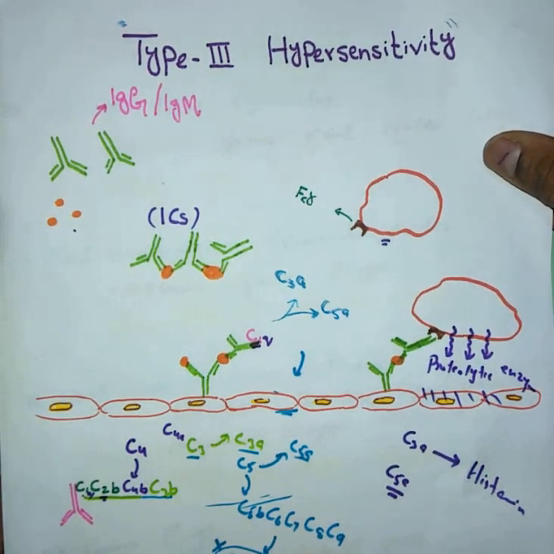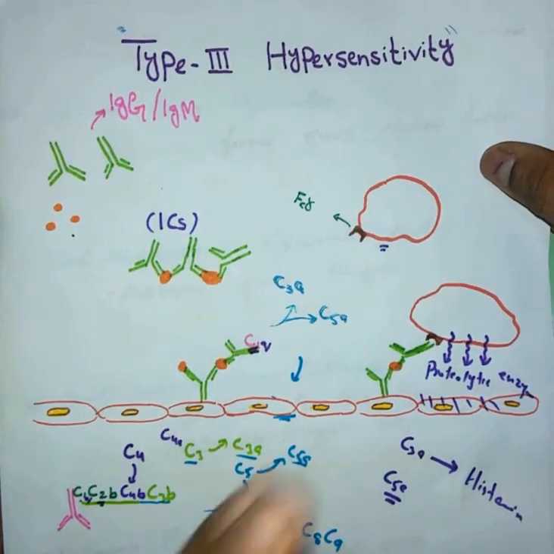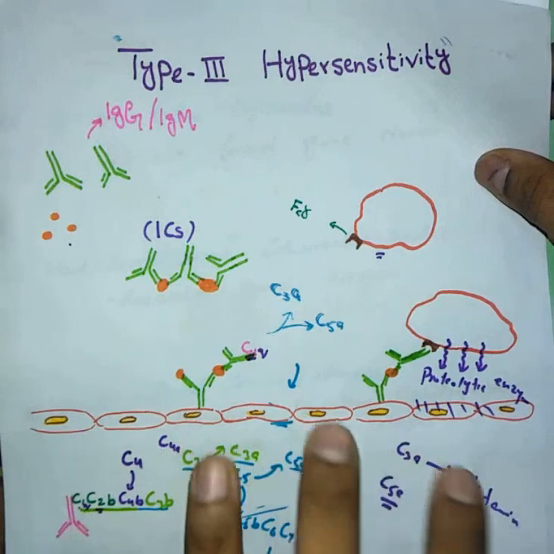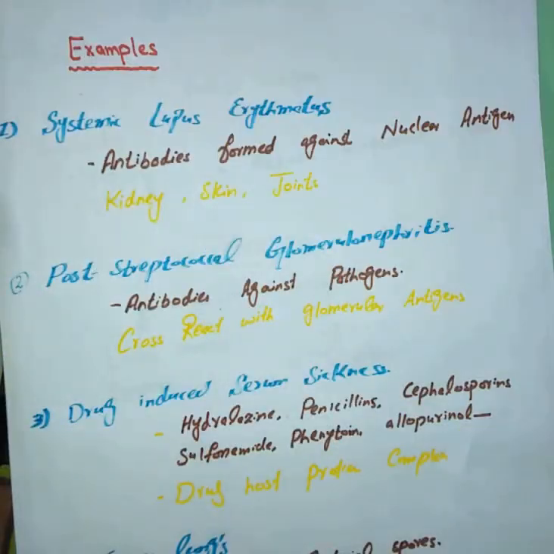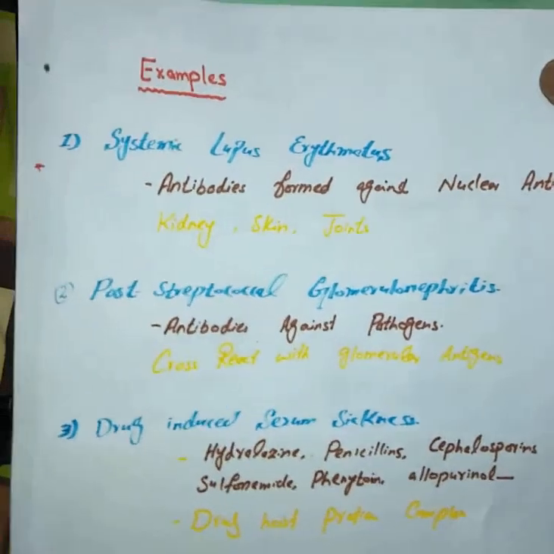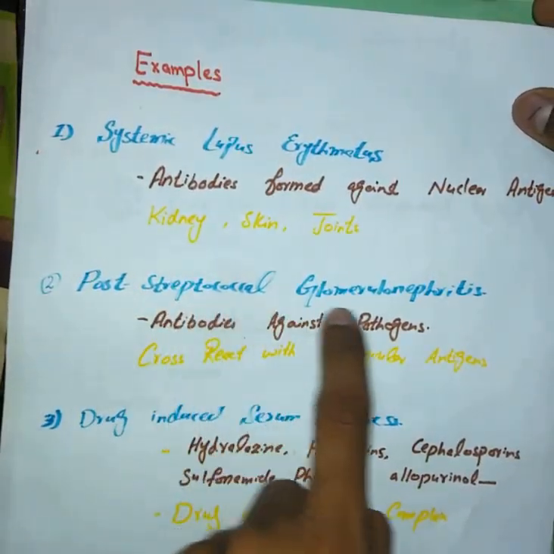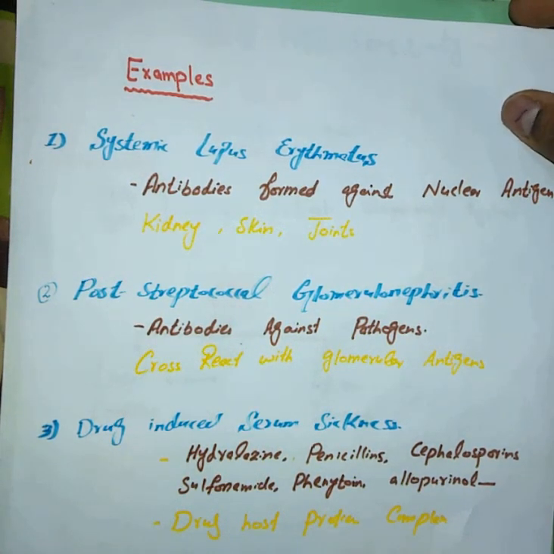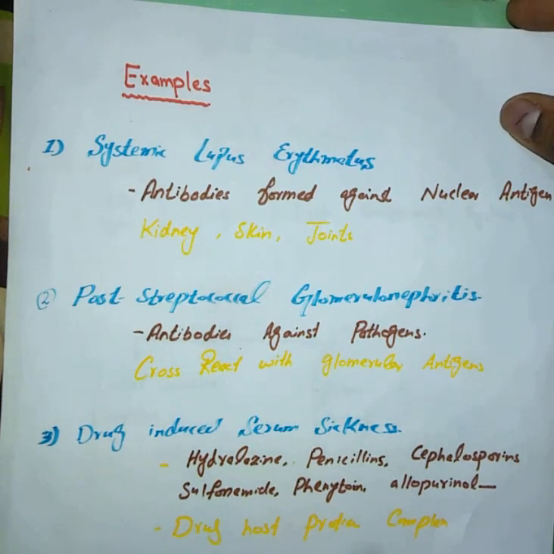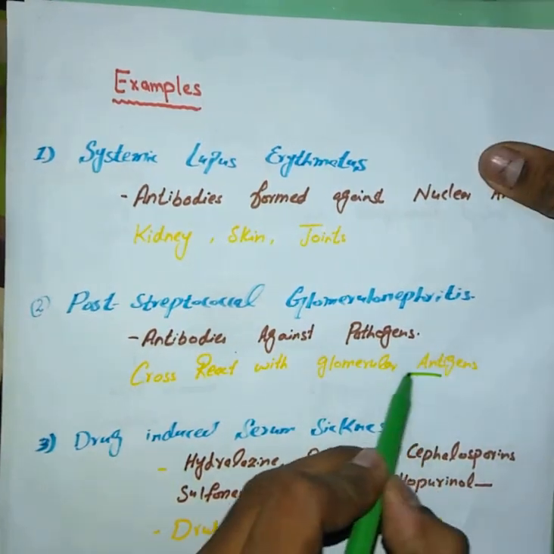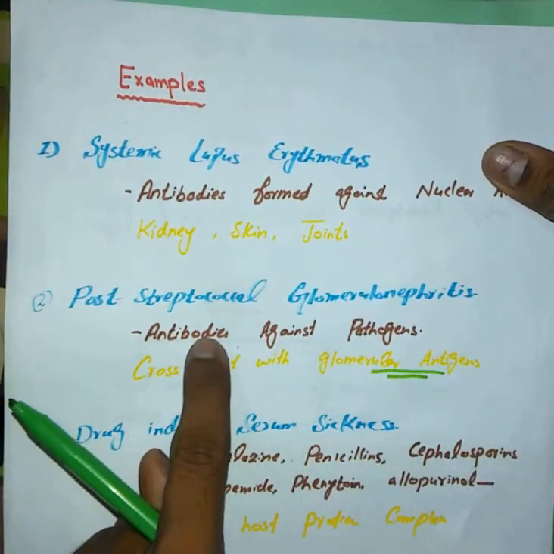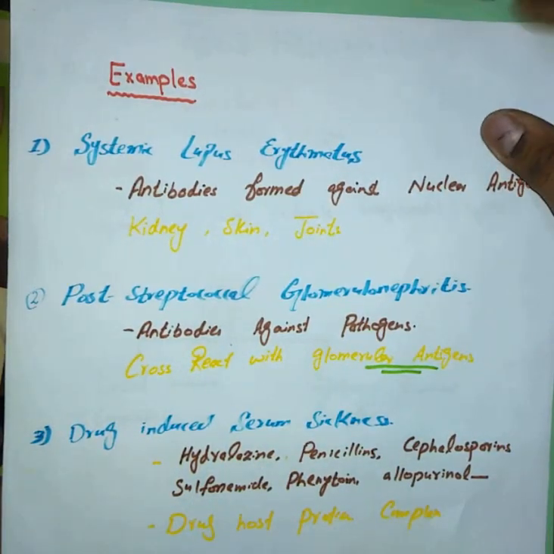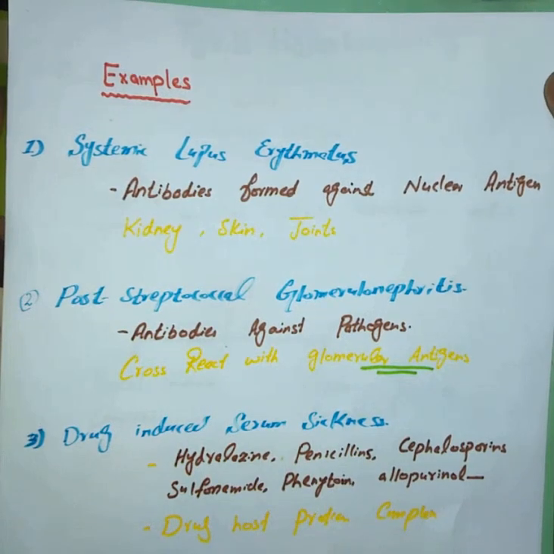At the start of this video, I told you that these immune complexes can deposit either on the wall of a blood vessel or in some specific tissue. For example, here you can see post streptococcal glomerulonephritis. This is an example of type 3 hypersensitivity reaction, in which antibodies against the glomerular antigens will be formed, and the antigen antibody immune complex will deposit in the glomerulus and cause the type 3 hypersensitivity reaction in the glomerulus.